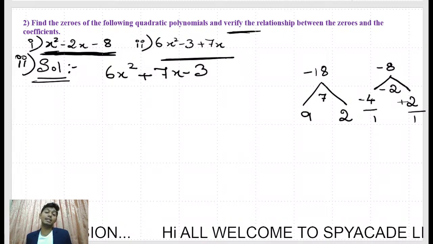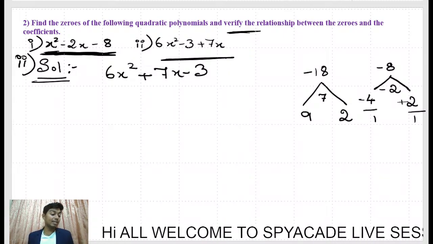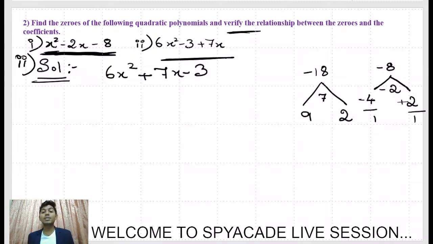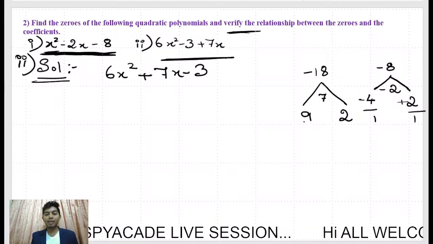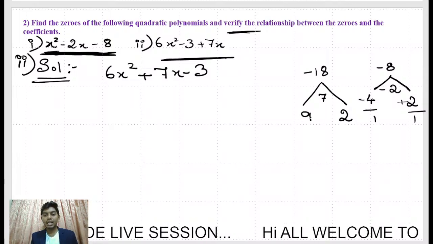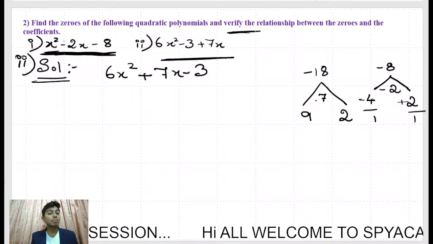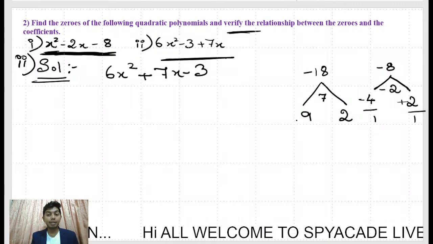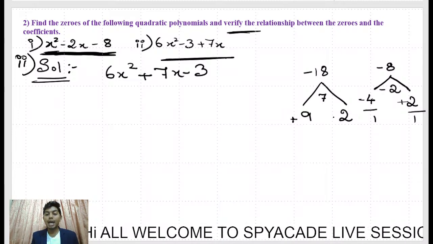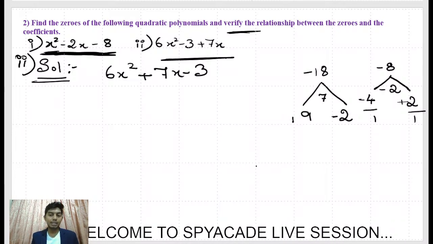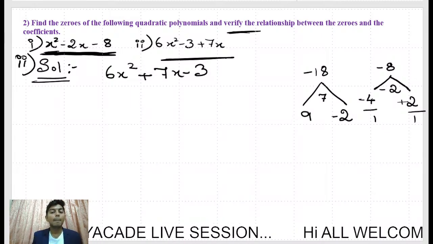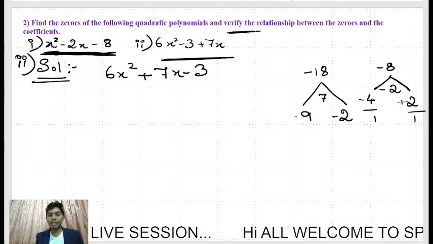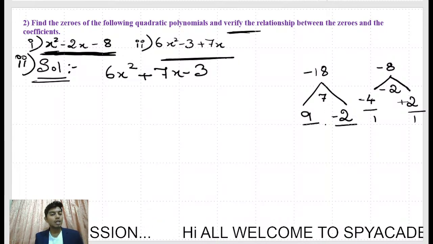But 18 is having minus and 7 is having plus. It's a positive 7 and negative 18. So which sign where? You have to think accordingly. Here 7 is positive, which means the greater number will be positive and the smaller number will be negative. So here I am putting plus 9 and minus 2.